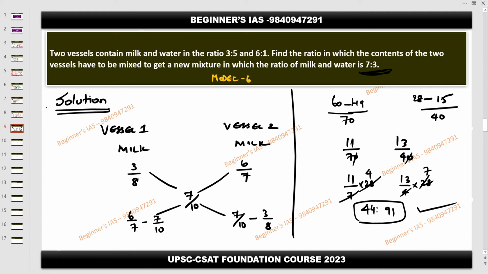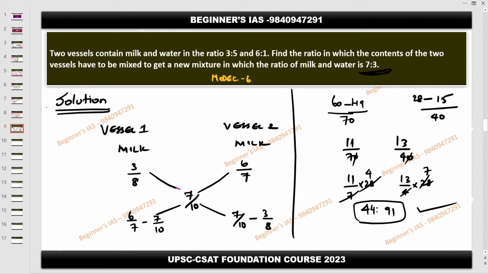Find the ratio in which the content of the two vessels. Suppose, I will tell you the procedure here. Listen carefully. Alligation and mixture topic. Next topic is alligation and mixture. In tomorrow's class we are going to discuss alligation and mixture only. So do this kind of problem.